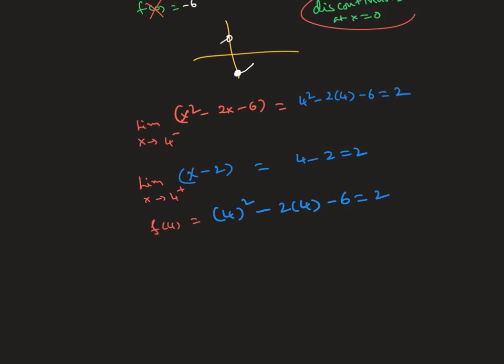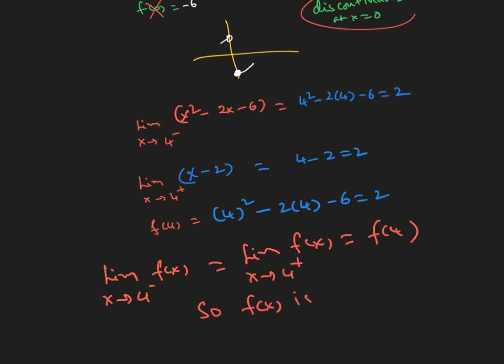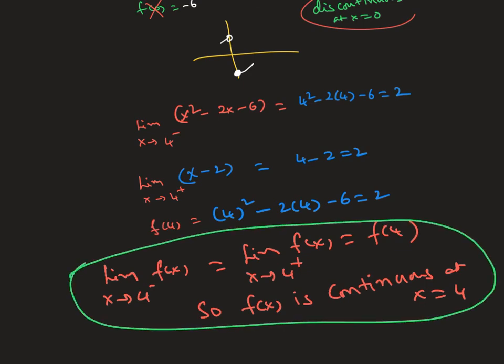Hence, here the left side limit as x approaches 4 from the left side, the right side limit, and f of 4 are the same. So f of x is continuous at x equals 4. It fails to be continuous at x equals 0, but it is continuous at x equals 4.